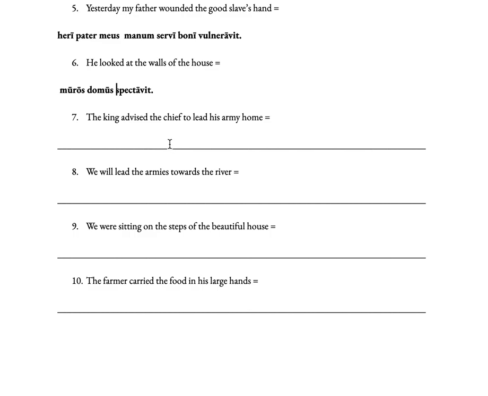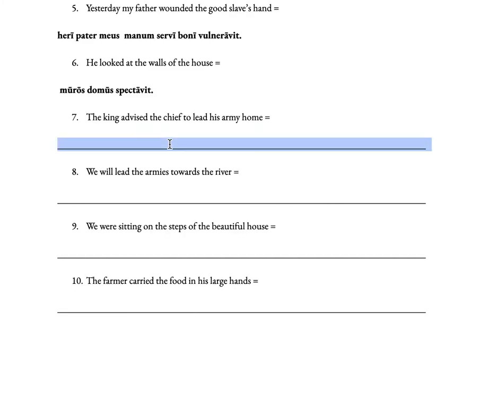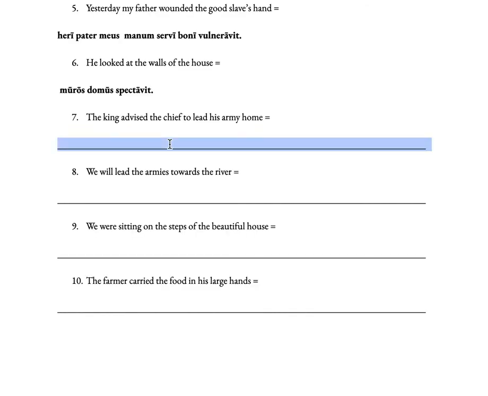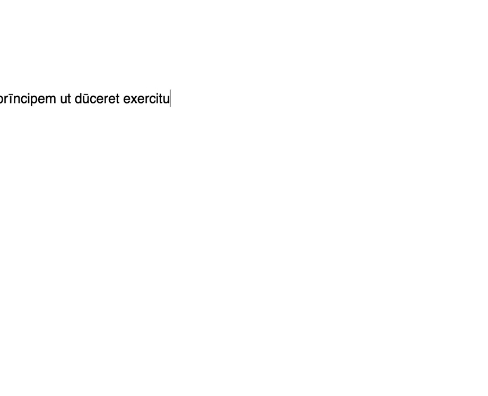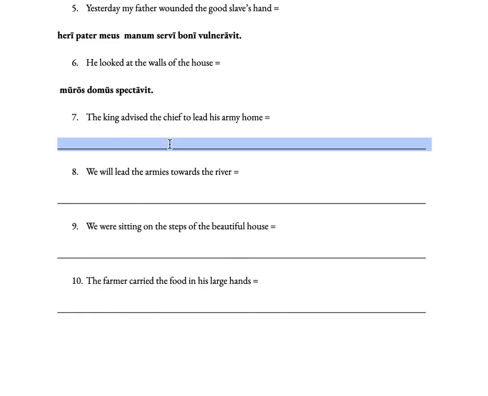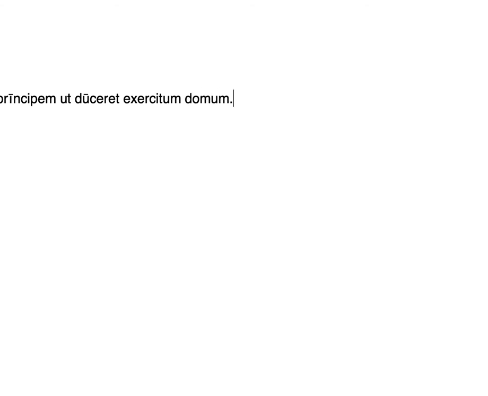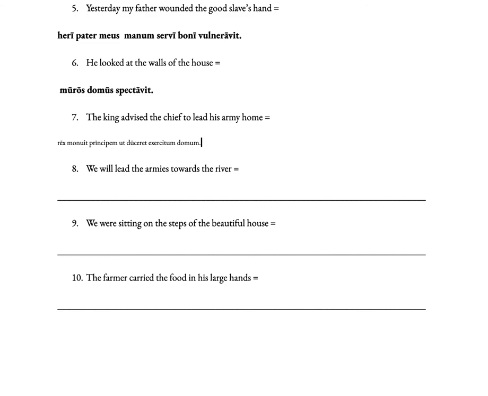Okay, then, the king advised the chief. Okay, so rex monuit principem. A princeps is a prince or a chief. Now, with monere, we need ut plus subjunctive. Okay, so to lead, ut duceret. So we want the third person singular imperfect subjunctive, which is the infinitive plus the letter t, duceret. His army, exercitum, and you could say exercitum eius or exercitum suum or something. And then home, right, is domum. So you'd have something like that.